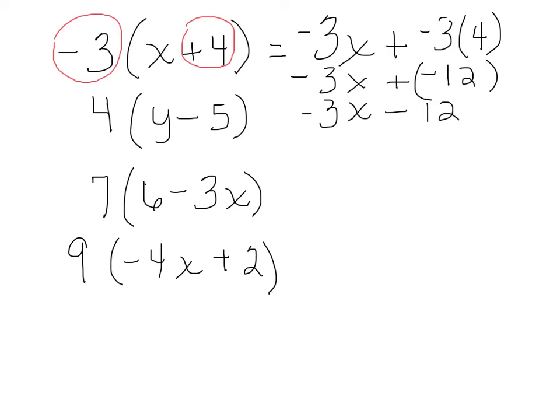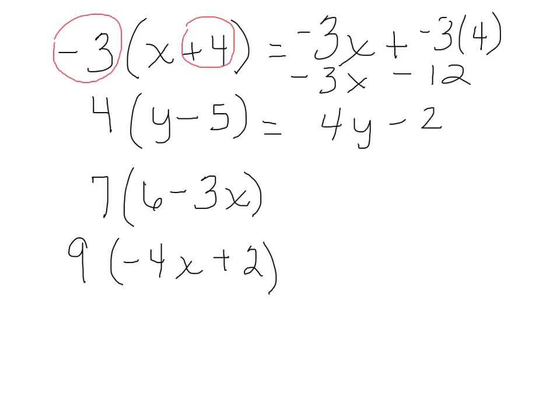I'm going to erase that a little bit here so we can add the other two. Here we have 4 times y minus 5, so this would be 4y minus 4 times 5 is 20. I used the minus with the 5, treated it as a negative. 7 times 6 minus 3x.